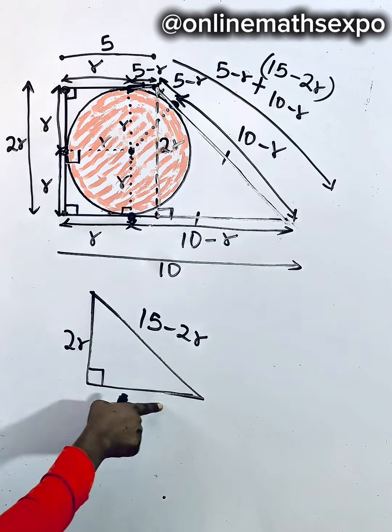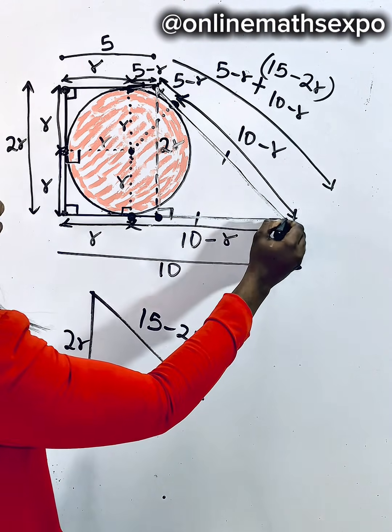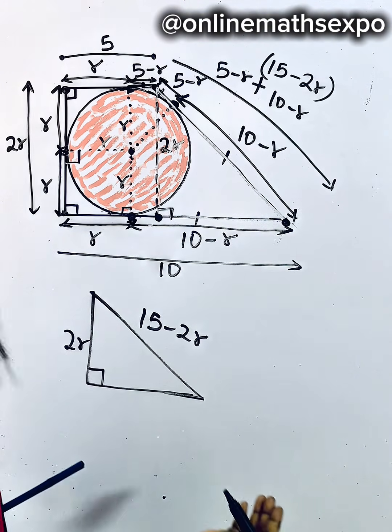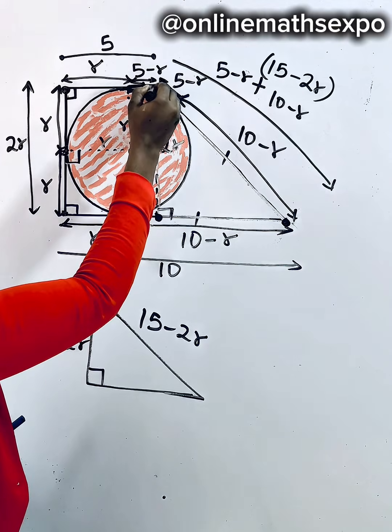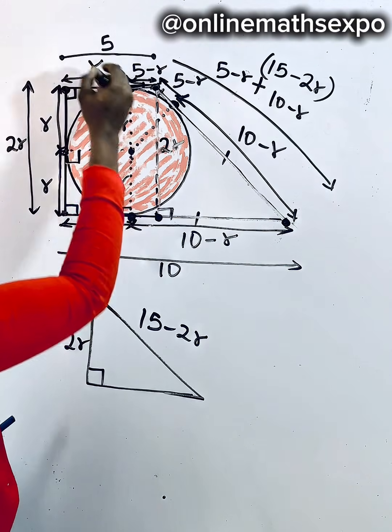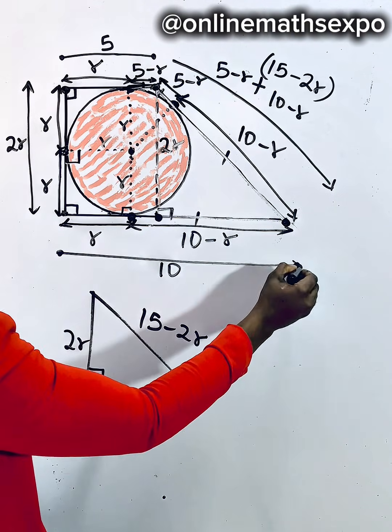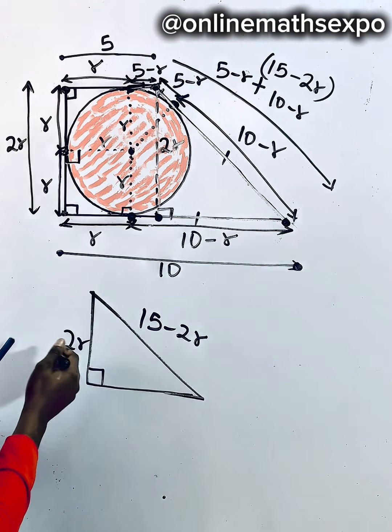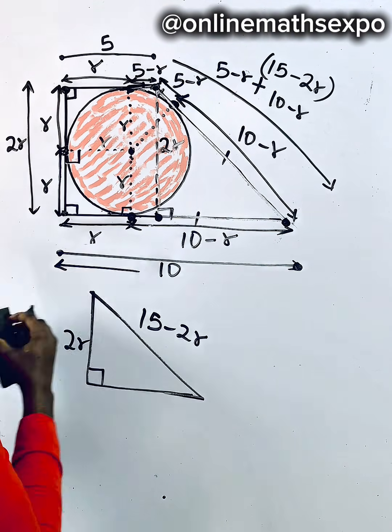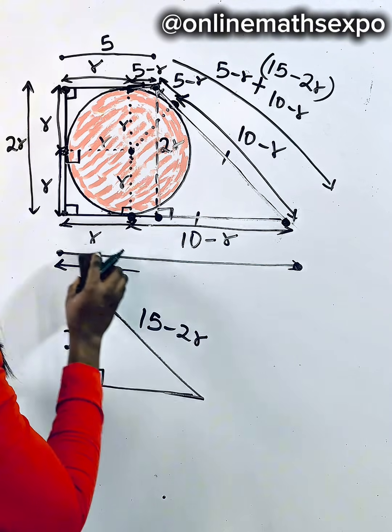Now, do we know this length? From this end to this end, we can easily find it. Observe that from here to here measures 5. The whole length here measures 5. And if from here to here measures 10, it means also that from this end to this end, let's take this off.